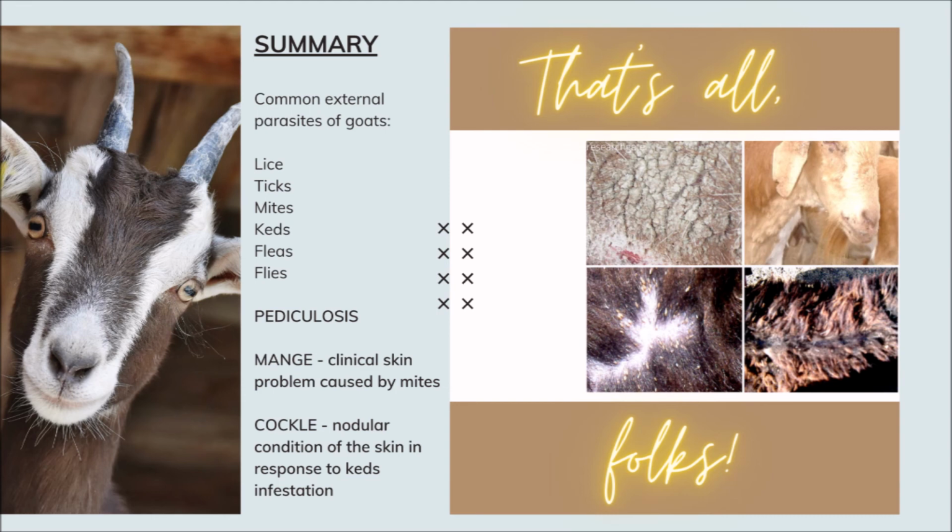Again, pediculosis is a chronic dermatitis characterized by constant irritation, itching, rubbing, and biting of the hair. Also, mites cause a dermatological condition called mange because they burrow in the skin, whereas Keds are not very common in goats, but they are a more common external parasite of sheep. And the economic impact of this external parasite is that the hide buyers downgrade skins with cockle because it weakens the hide and discolors them.